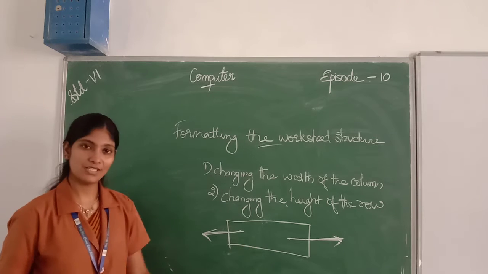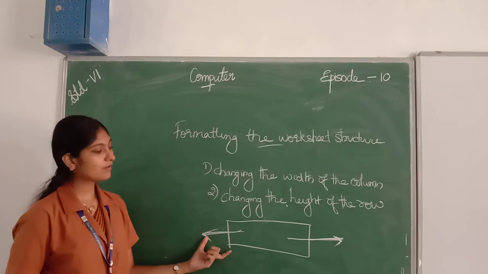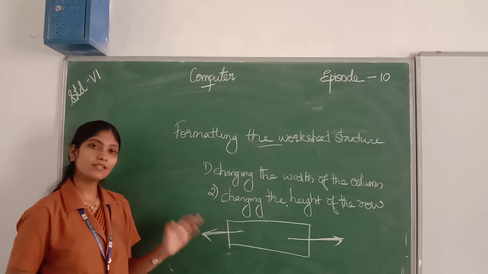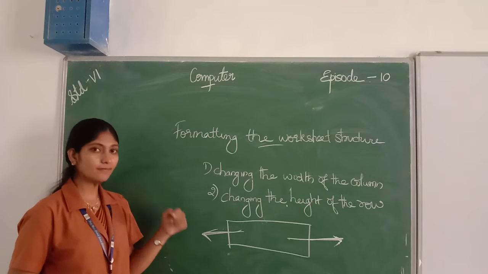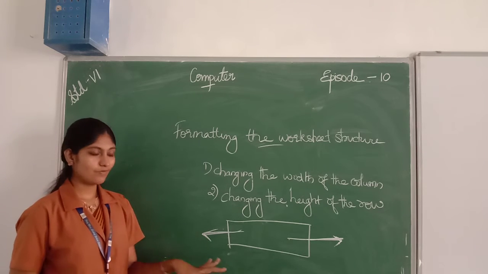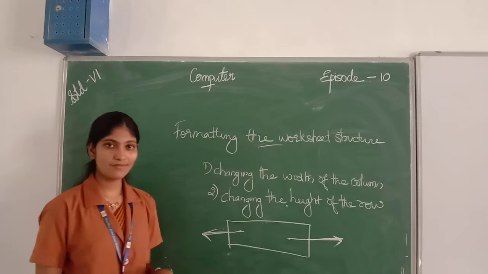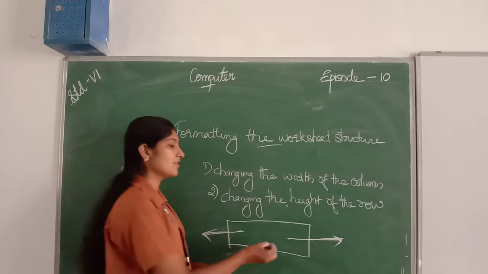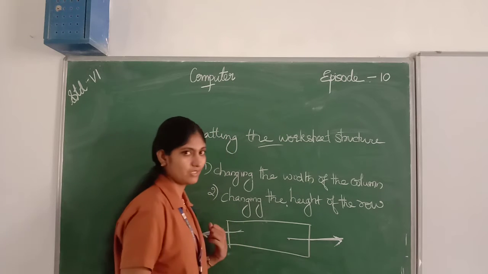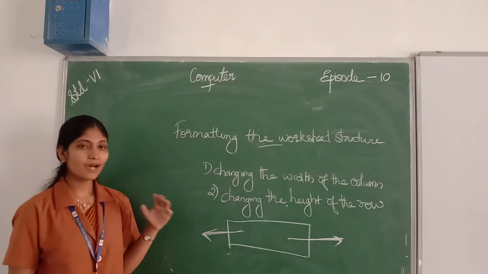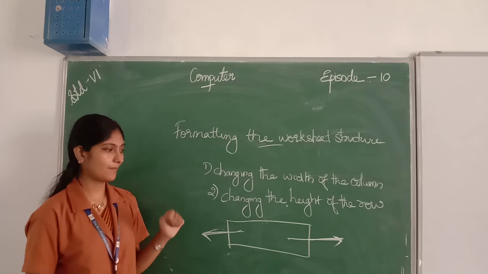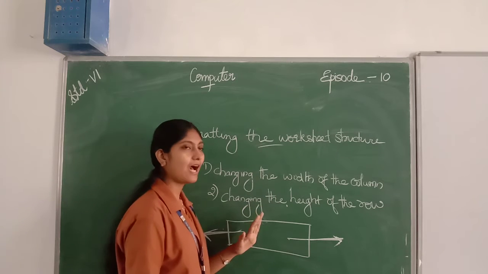So how to change the width of the column? First select the particular column you want to increase the width of. Then a boundary will be selected and then drag it to the right side or left side. So now we can change the width of the column. In the same way we can change the height of the row.